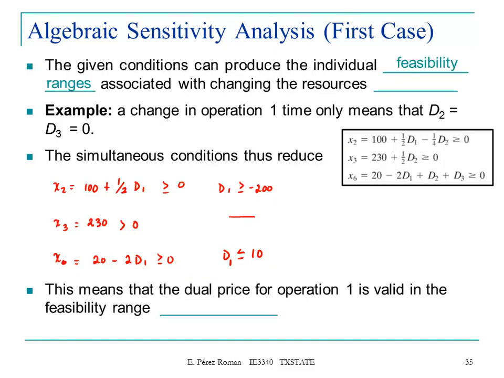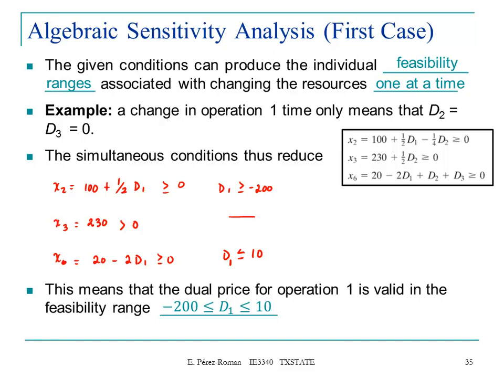The given conditions can produce the individual feasibility ranges associated with changing the resources one at a time. So if you want to compute the feasibility range for each one of the operations, the only thing that you need to do is set the two additional changes equal to zero, and then solve for D1. So the simultaneous conditions can be reduced to this: if you let D2 and D3 equal zero, then you have your basic variables in terms of D1. And using the values for D1, you can establish the feasibility range for D1, which in this case is -210. Meaning that any value of D1 within this range will keep your solution feasible.